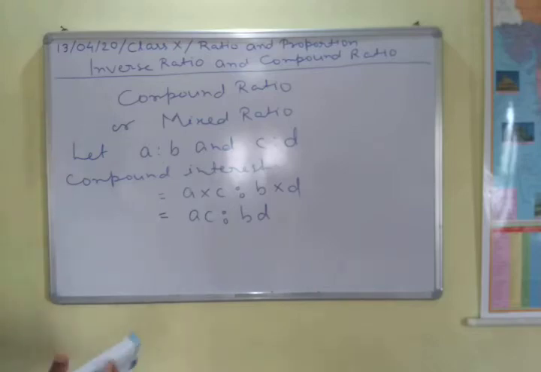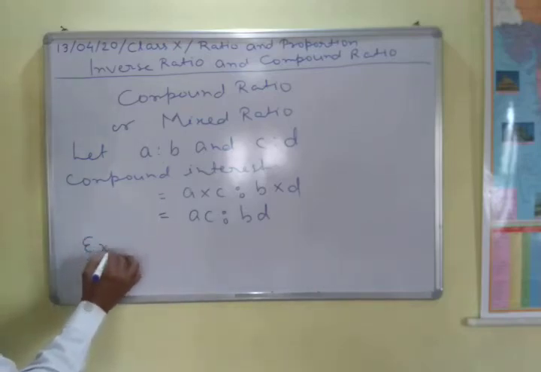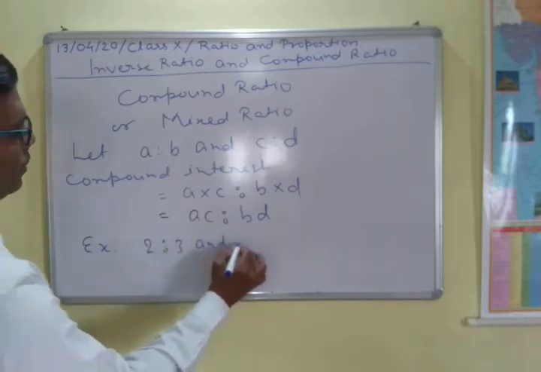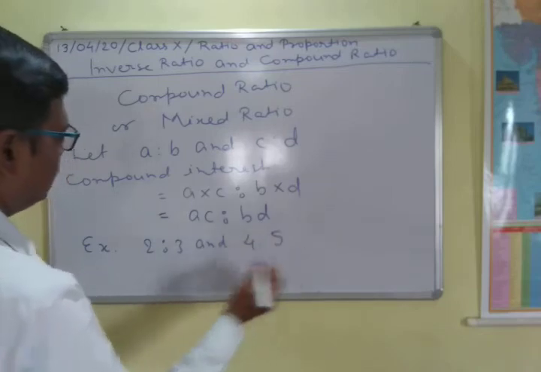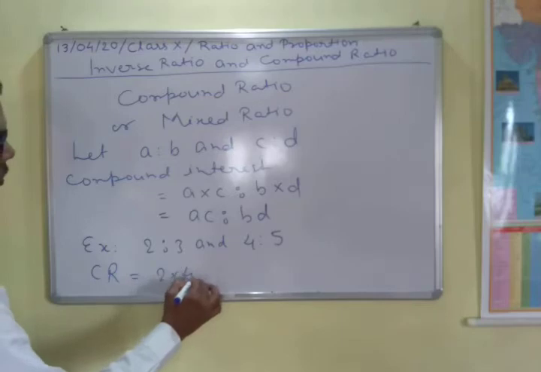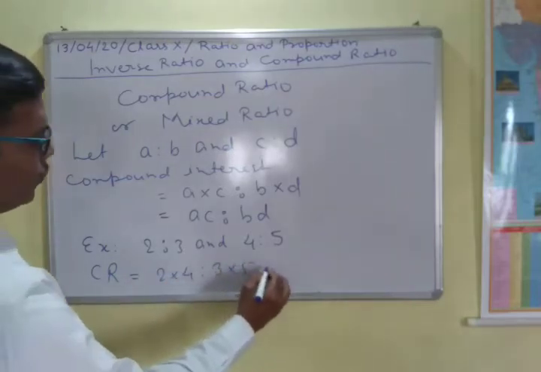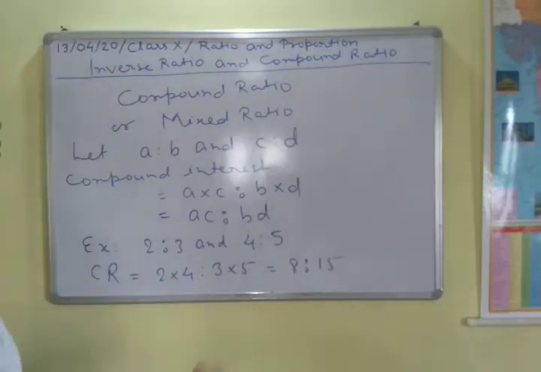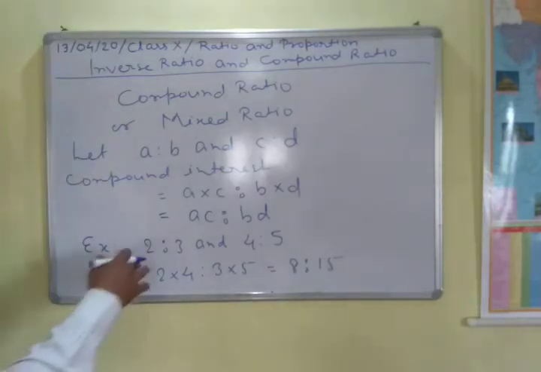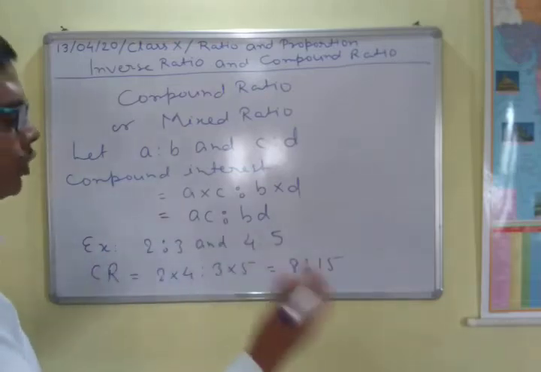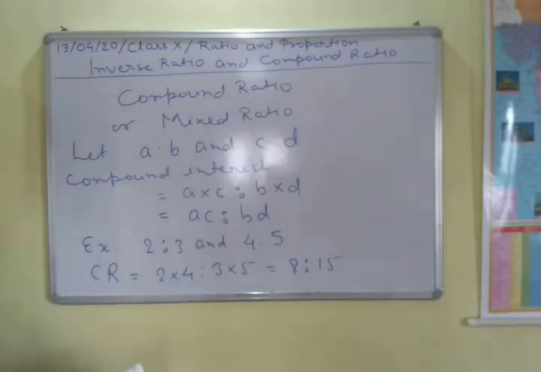We can take an example. Suppose the ratios are 2:3 and 4:5. Then the compound ratio, that is CR, is equal to what? 2 into 4 is to 3 into 5 equal to 8:15. So this is the compound ratio, and we can also have more than two ratios, like 3 ratios or 4 ratios. So we can find the compound ratio for any number of ratios.